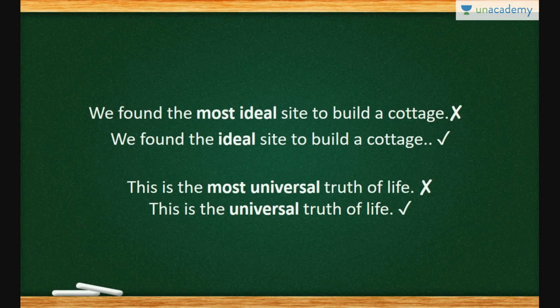Now, let's look at a few more examples. We found the most ideal site to build a cottage. Once again, ideal comes alone, it does not come with most. We found the ideal site to build a cottage. This one is correct. Again, this is the most universal truth of life. Most universal again is incorrect. You would say this is the universal truth of life. Universal is also not used with degrees of comparison, right?